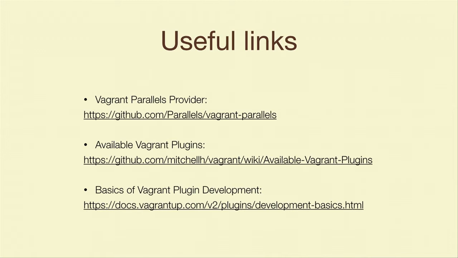And also, don't hesitate to refer to the list of available Vagrant plugins. There you will find a huge number of plugins available for Vagrant, covering all the components which I mentioned in the beginning. And of course, read this funny manual, Basics of Vagrant Plugin Development, a page in the official Vagrant documentation. There are pretty clear and short examples of how you should implement each component in Ruby.